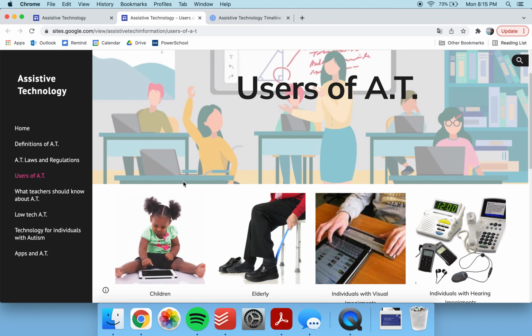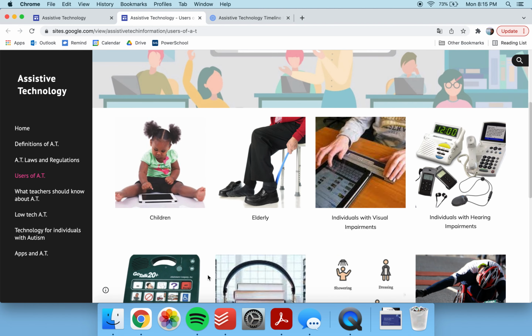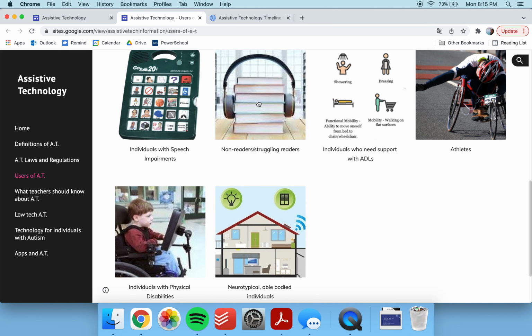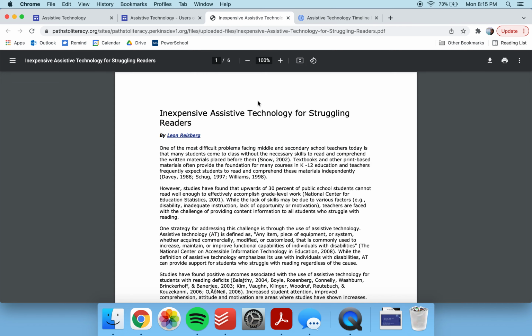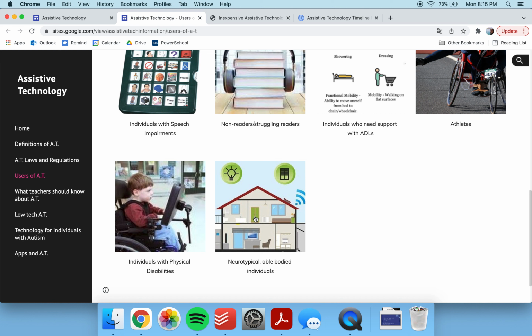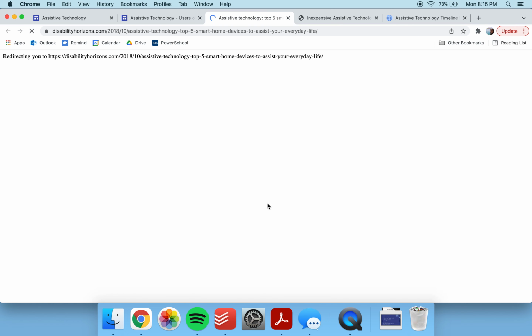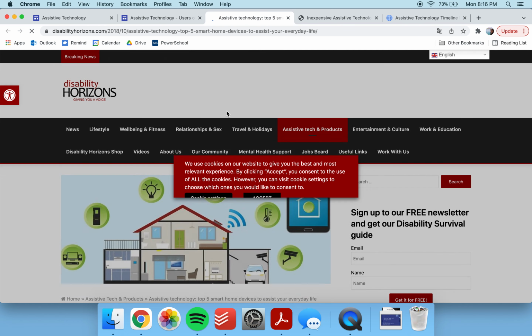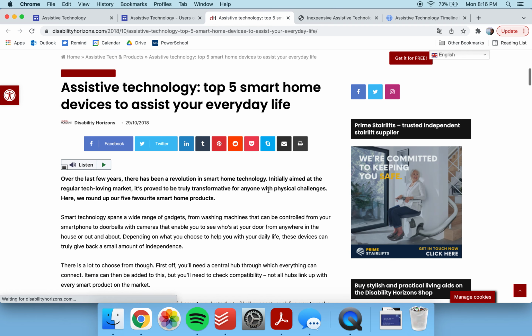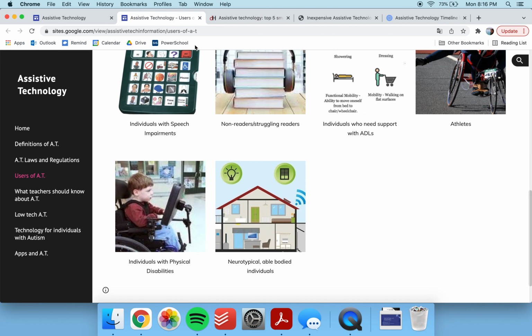I just gave some examples of all the different people who can benefit from assistive technology. If you click on the pictures, it brings you to different information and links. One thing I included was that AT is also often used by neurotypical able-bodied people. I have my Amazon Alexa, that's definitely a type of AT. So I think it was interesting to include that really we all use assistive technology to benefit our lives.